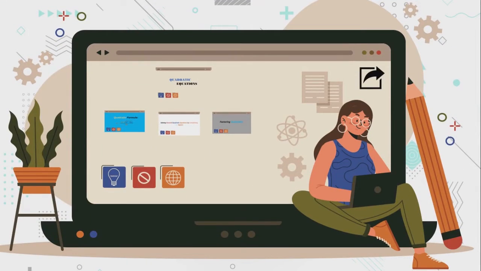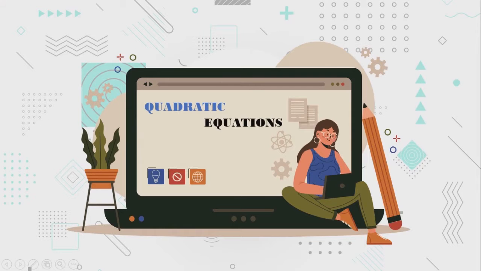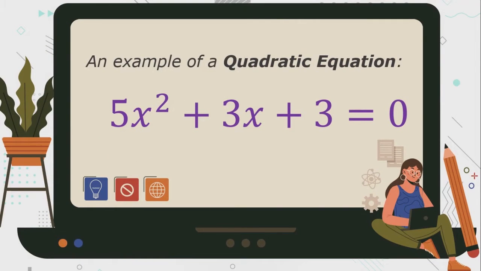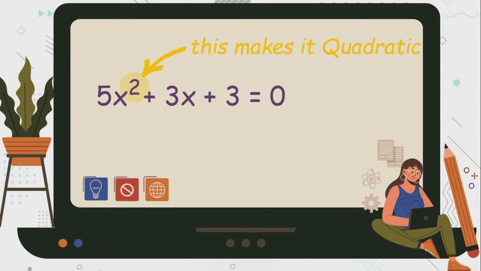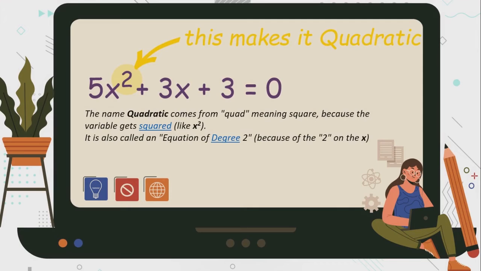In this video, I will introduce you to quadratic equations. So, first of all, we have to know what a quadratic equation is. An example of a quadratic equation is 5x squared plus 3x plus 3 equals 0. Okay, that yellow sign makes it quadratic.